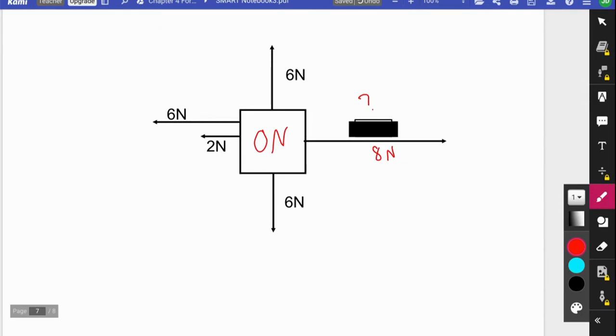Another word is static equilibrium. There is another type of equilibrium we'll talk about in a later chapter. So again, this is static equilibrium, balanced forces. Okay.